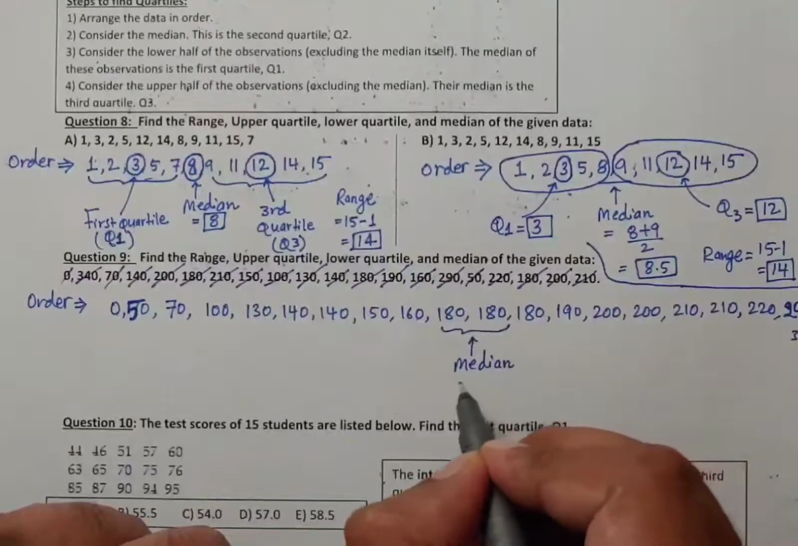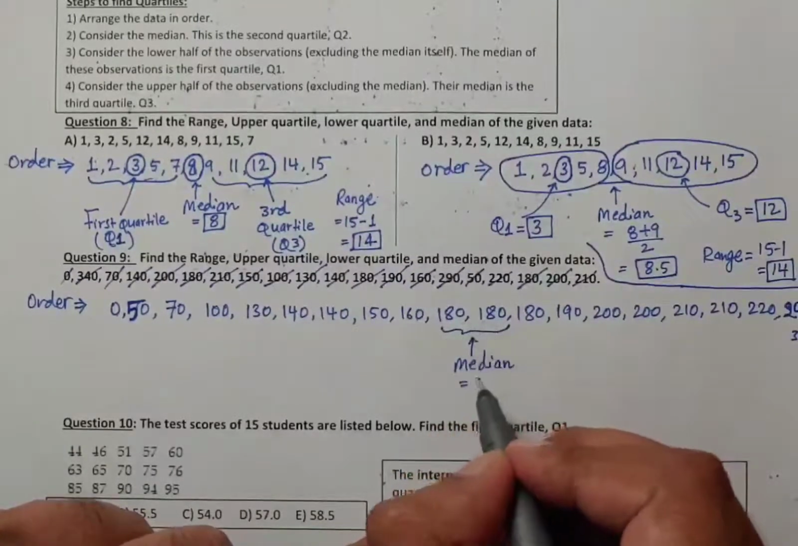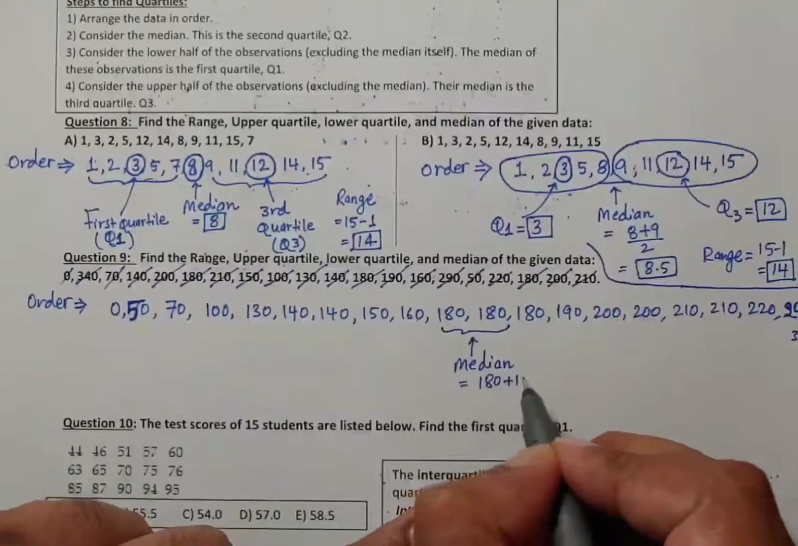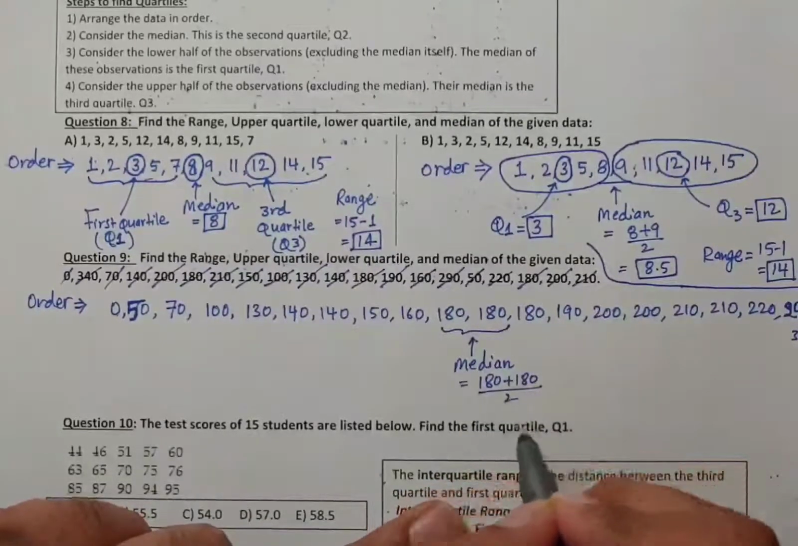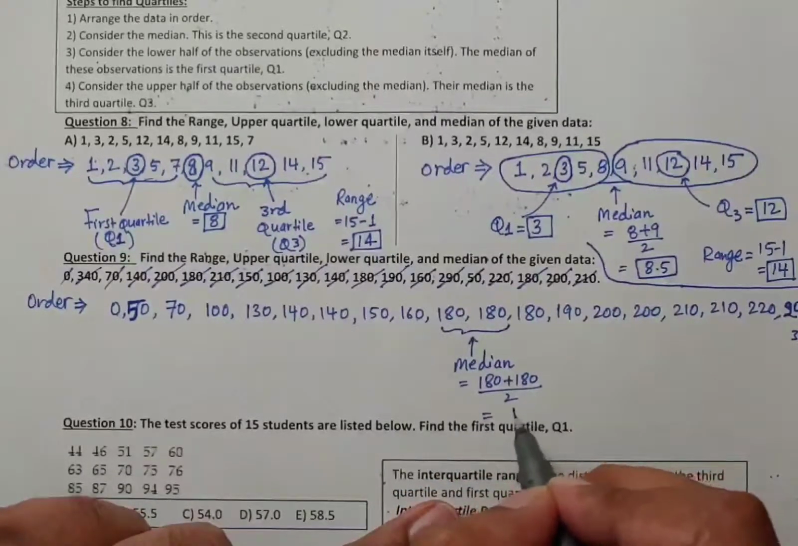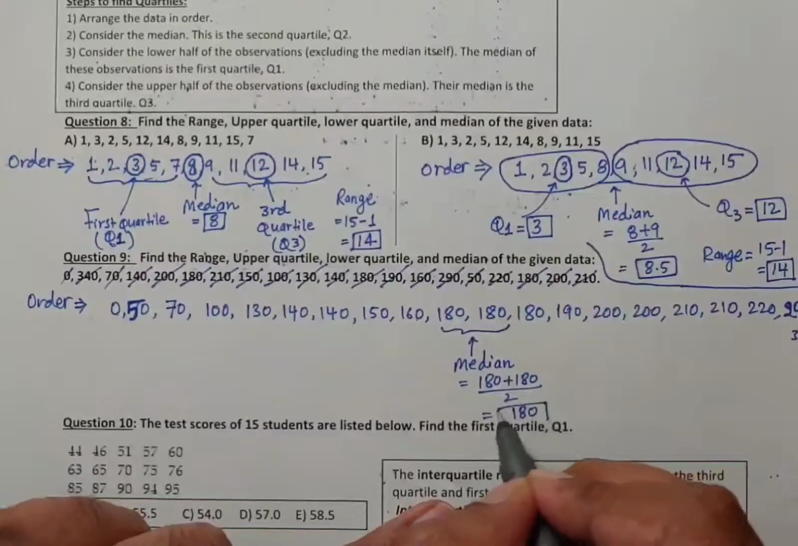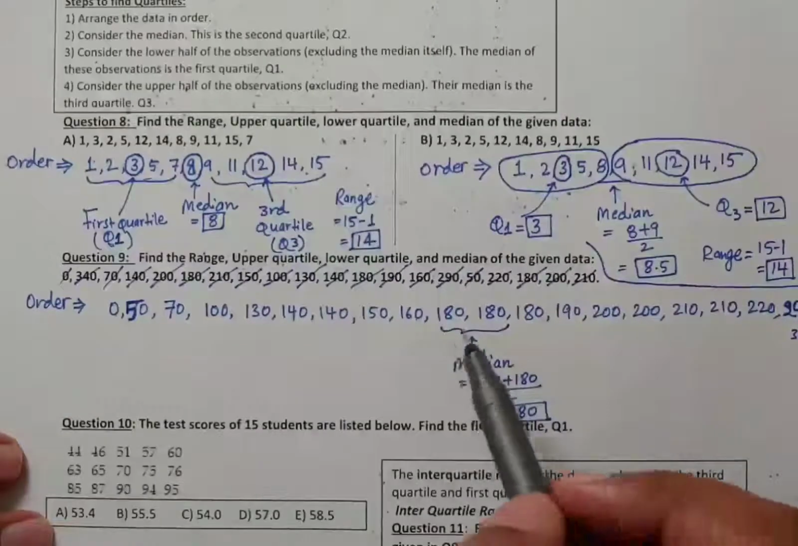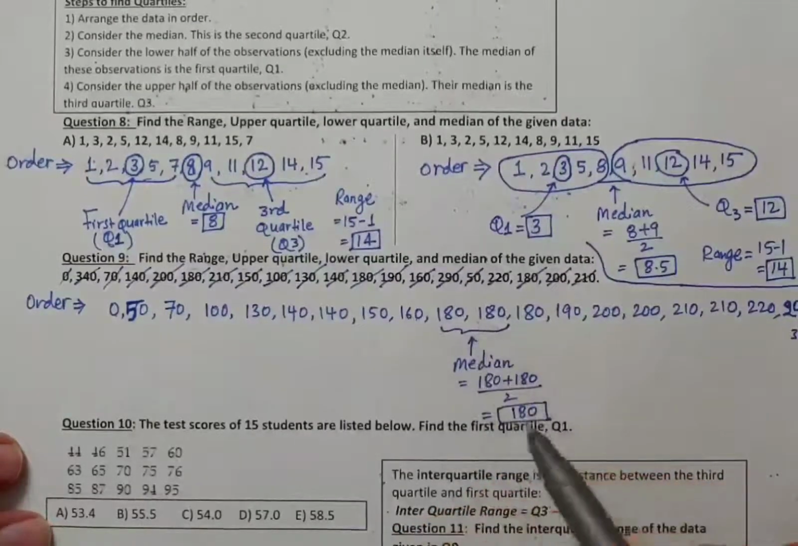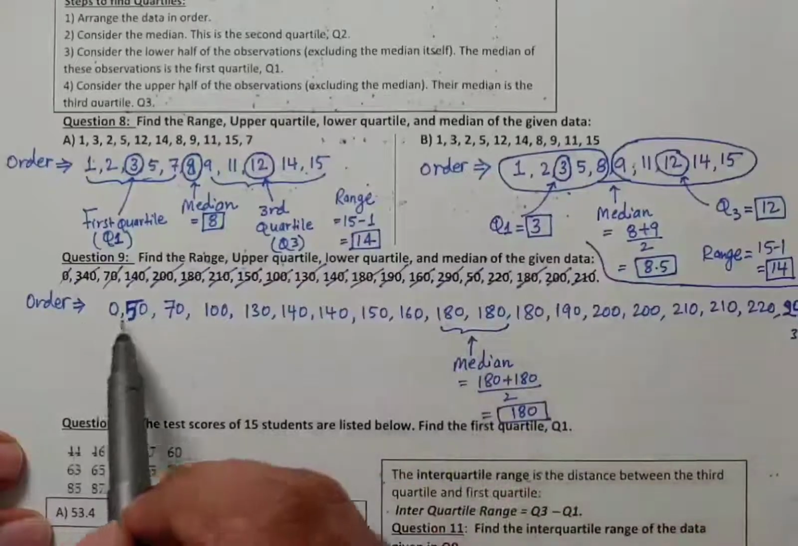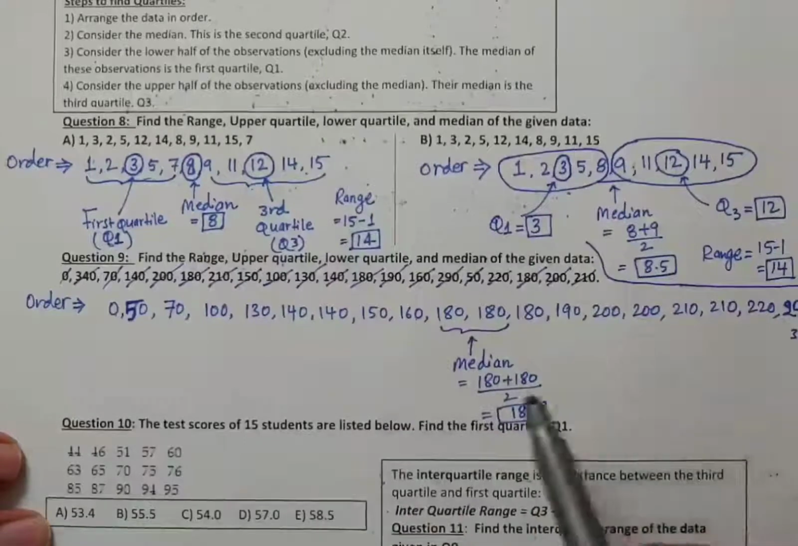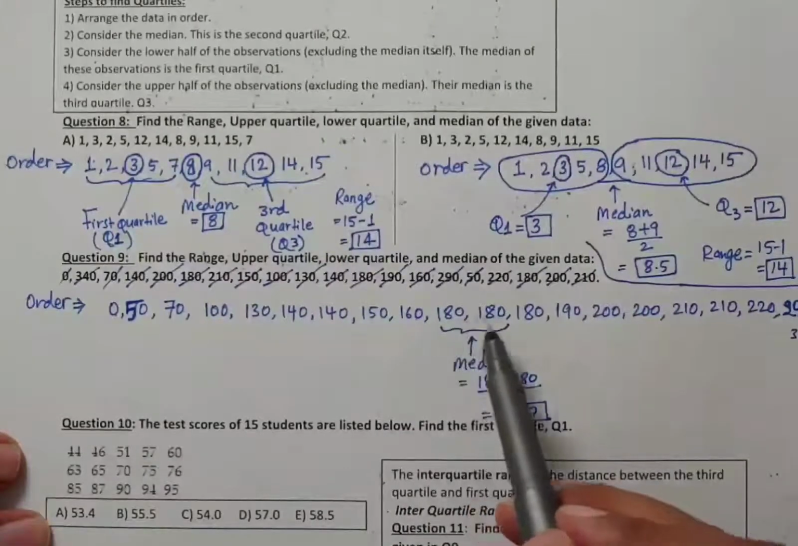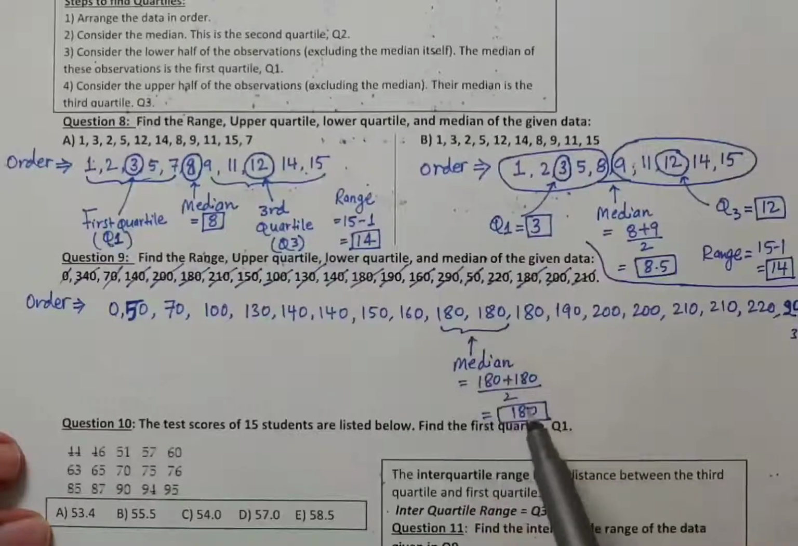The median is, you add these numbers and divide by 2. 180 plus 180 divided by 2. So 360 divided by 2 is 180. So you get 180, the median. You have 180 there, right? You got the same number, but it doesn't matter, because you have an even number of data, and you got this number by adding these two numbers and dividing by 2.